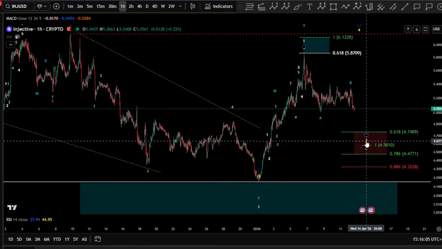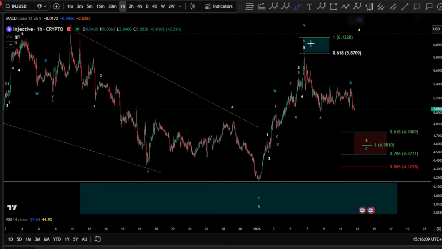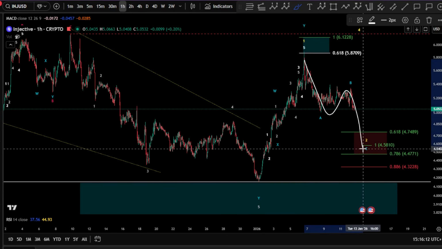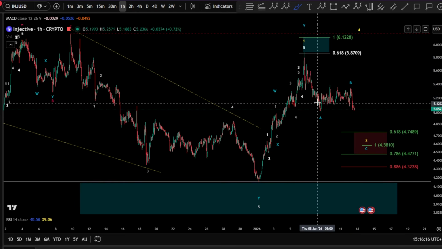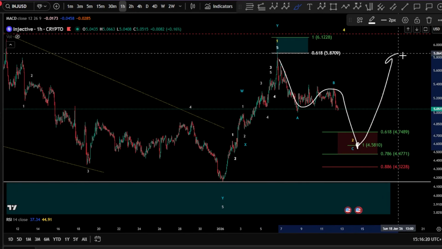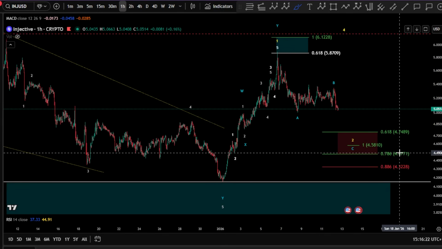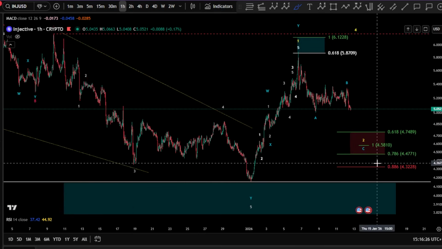And don't forget the difference with Injective is that it is a wave 2. So it is required to push very low. It's not a wave 4 that should be sideways or less aggressive, but it's a wave 2. So it might dive deeper and then push higher later on. So these are the updates for Injective as well.